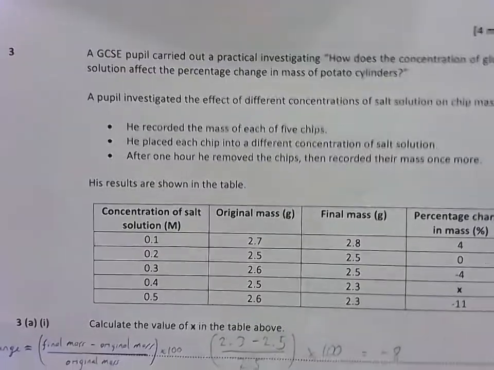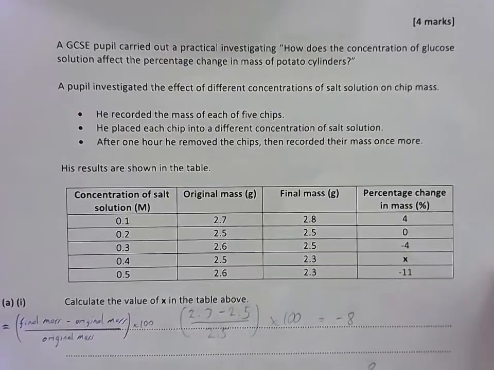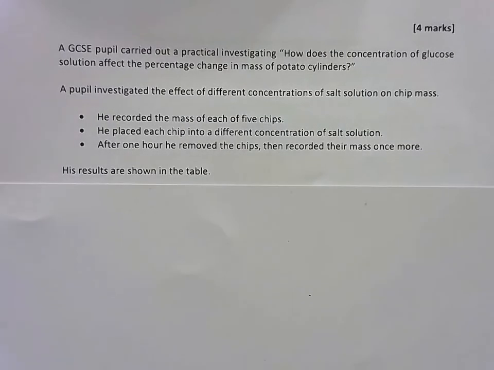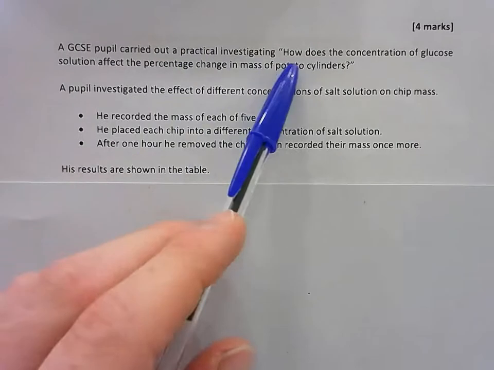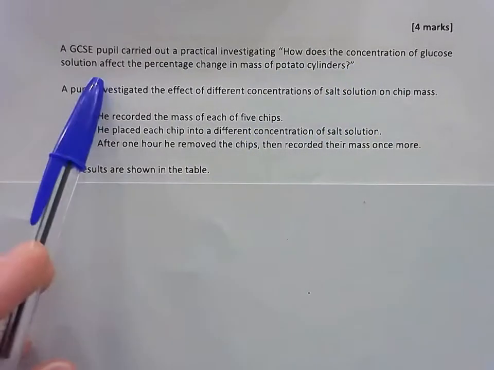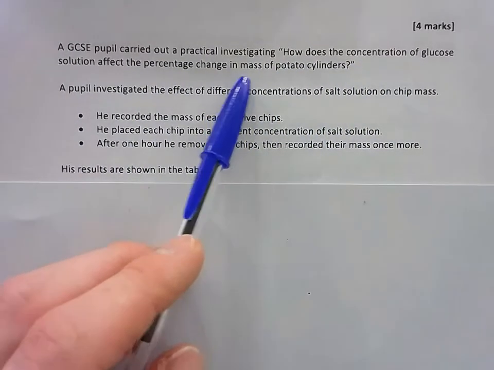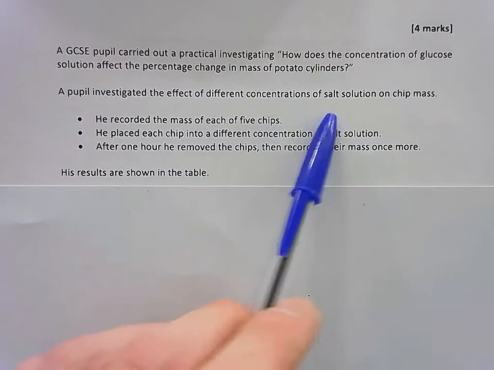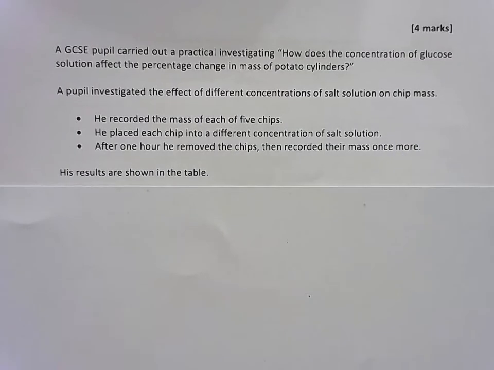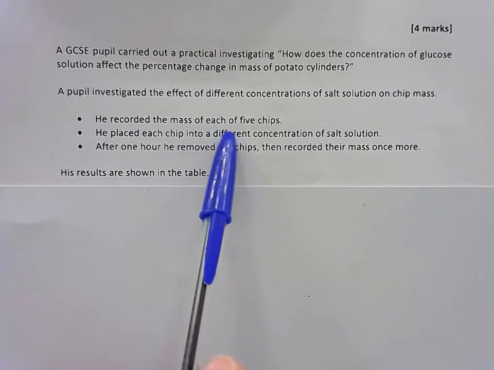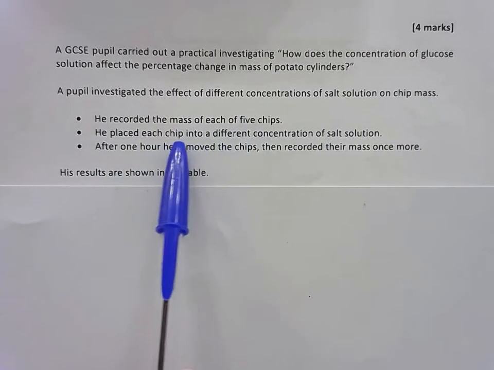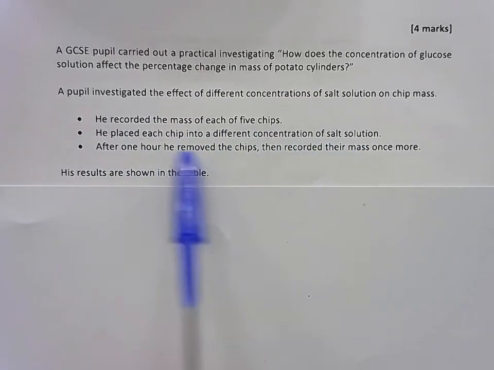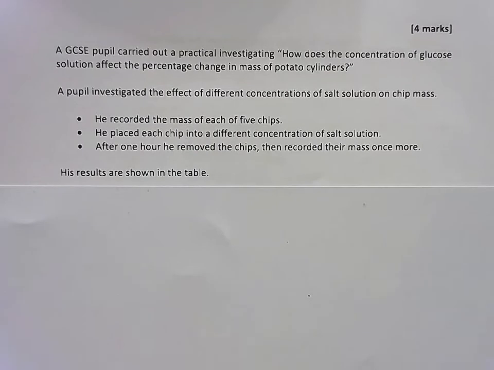Okay, question 3 is a pretty typical question on the osmosis required practical. So the GCSE pupil carried out a practical investigating how the concentration of glucose solution affects the percentage change in mass of potato cylinders. A pupil investigated the effect of different concentrations of salt solution on chip mass. So he recorded the mass of each of 5 chips. He placed each chip into a different concentration of salt solution. After 1 hour he removed the chips, then recorded their masses once more.